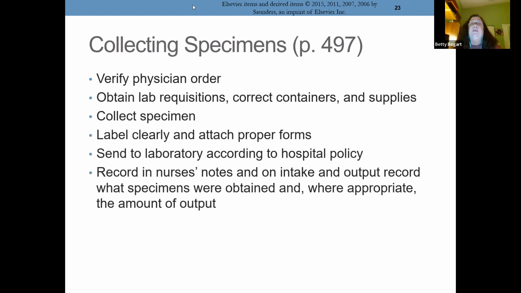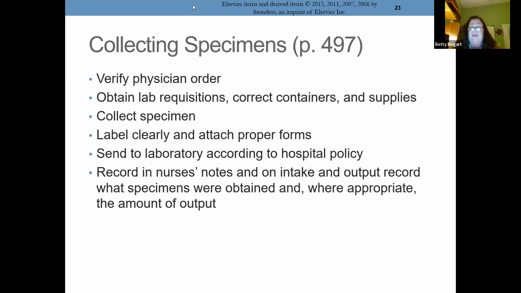Now, collecting specimens. Always before you do anything, you're always going to check your doctor's order. You might think the urine's a clean catch and it ends up being a cath specimen. Make sure that you know what you're doing. Make sure you have the requisitions, that you have whatever supplies you need, and then go ahead and collect that specimen.